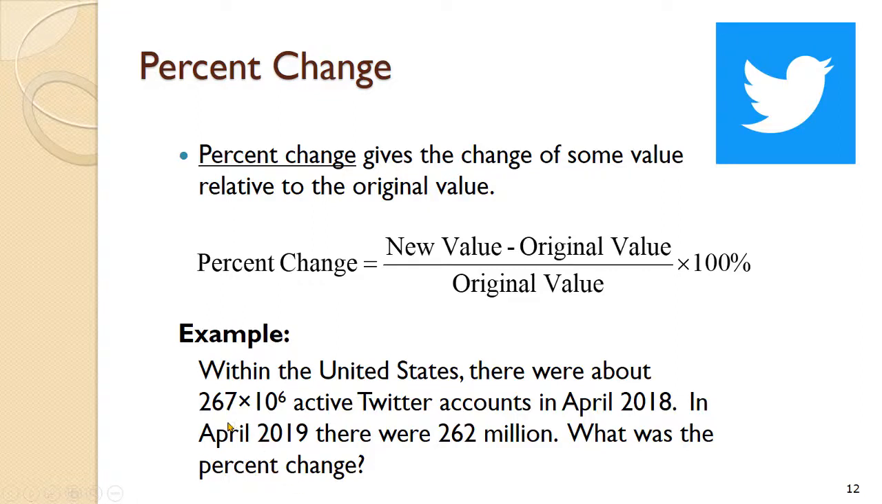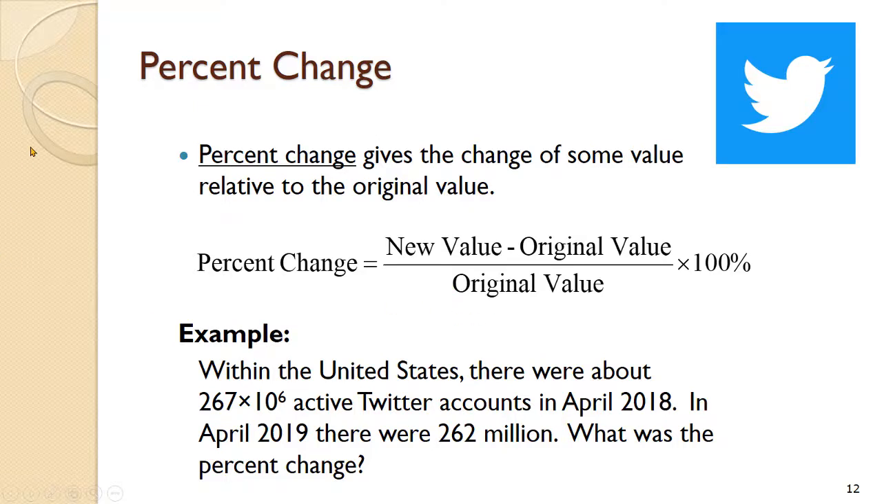Within the United States, there were about 267 times 10 to the 6th, that'd be million, 267 million active Twitter accounts in April of 2018. By April of 2019, it had actually gone down a little bit. There were 262 million accounts. The question is, what was that percent change? Well, percent change is simply the change in value, in other words, the new value minus the original, divided by the original value. Percent changes in general, if they're positive, it means that our change is increasing. And if it's negative, it means that our change is decreasing.